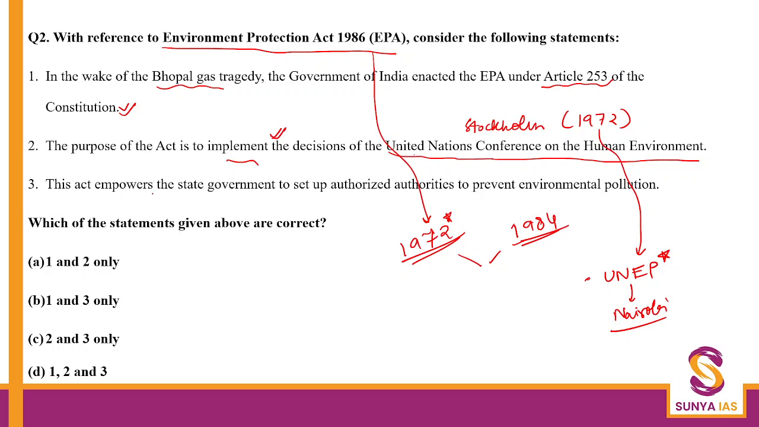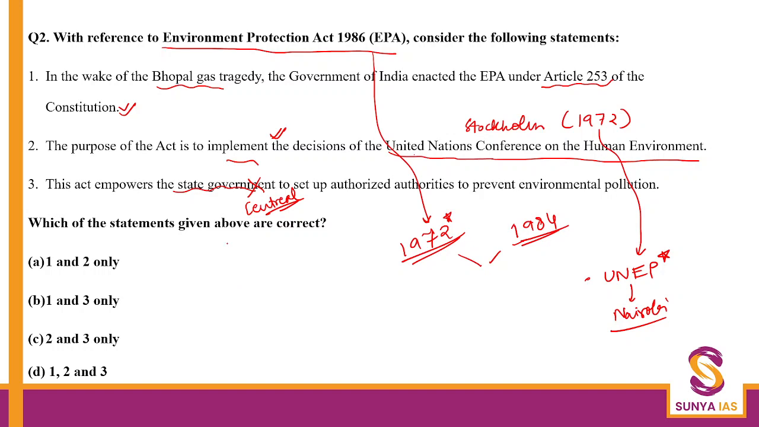Third, the act empowers the state government. No, it empowers the central government to set up authorities to prevent environmental pollution, right? So the third statement is of course wrong. Now, what will UPSC ask you? One is of course the powers under the act. So please remember this is empowering the central government.